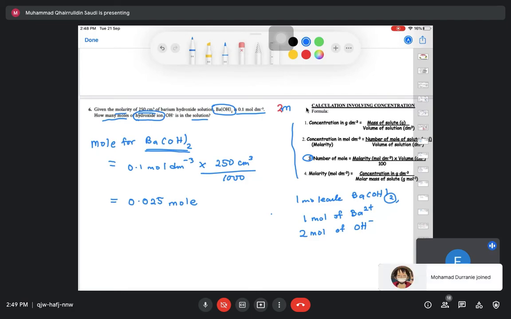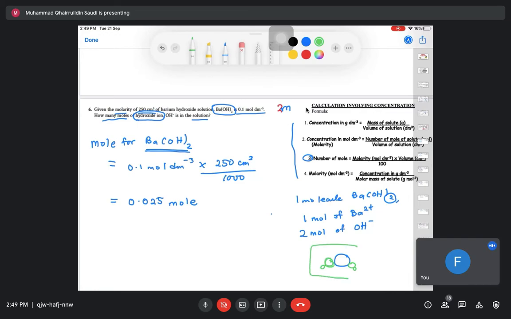Okay, so let's say this is barium. This is hydroxide. In one molecule of barium hydroxide, you have 1 atom of barium and 2 atoms of hydroxide. So 1 molecule of barium hydroxide consists of 2 ions of hydroxide. So if there are 0.025 mole of barium hydroxide, what is the number of mole for hydroxide ions?